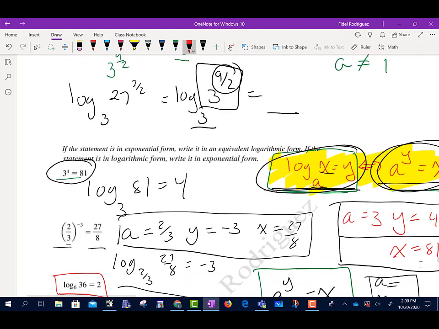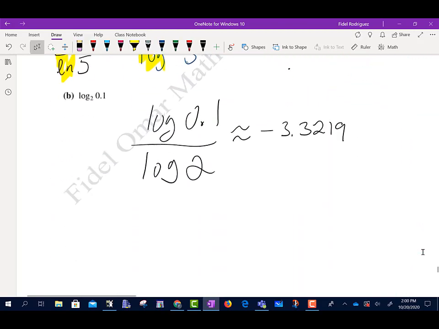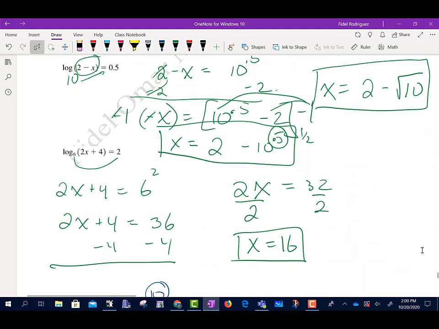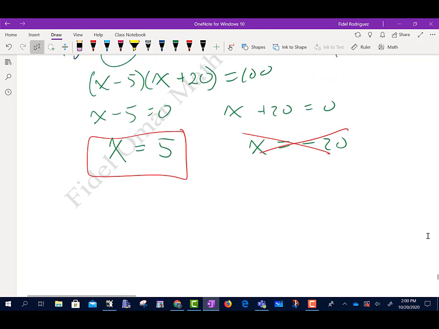So when I scroll back down, let's go back to where we were. Let's see, we did that, we did that, we did that, we did that, and here we are. The number that I cannot use is negative 20. So x equals 5 is going to be my only solution for this problem, okay? And that's 4.5.